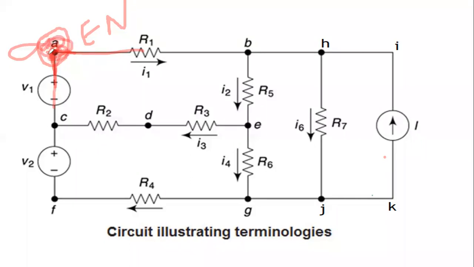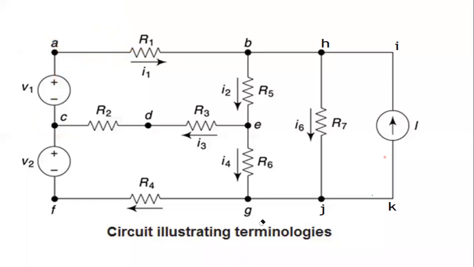But we are not interested in those nodes. We are interested in junctions. We are interested in essential nodes. These are very important. Essential nodes where three or more branches meet. So we will focus on those nodes where three or more branches meet. This is very, very important.